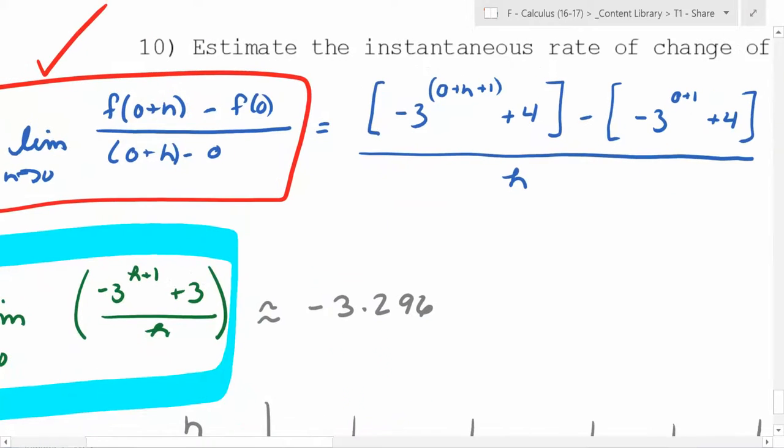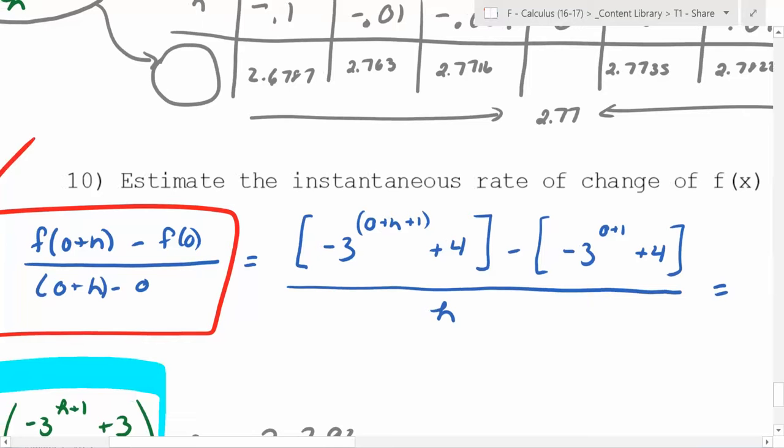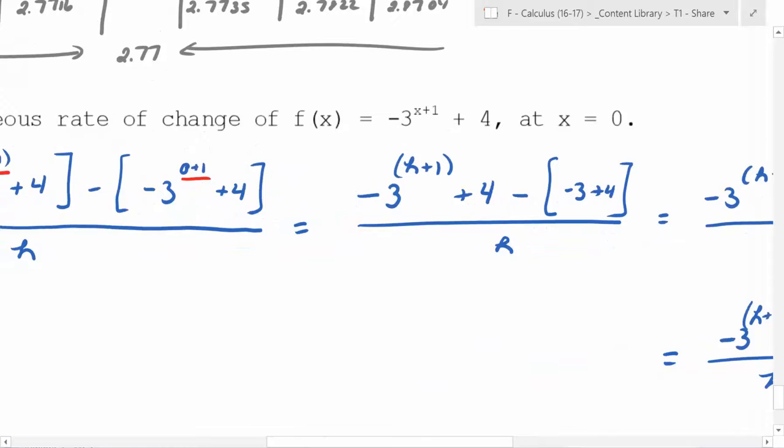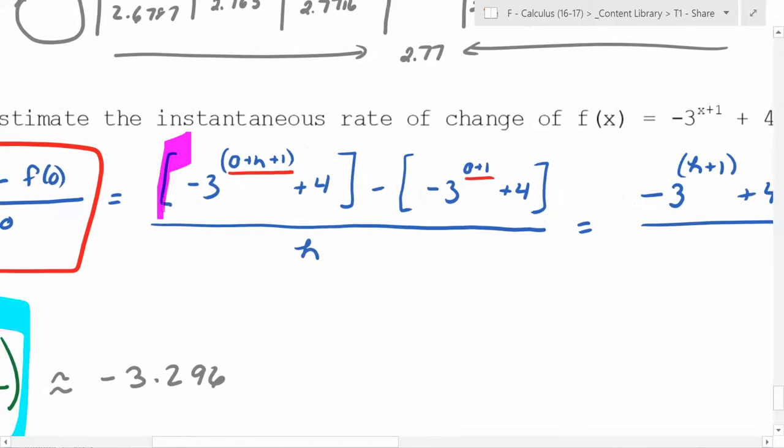So you plug in the numbers and you get these two things right here. This is when you plug in 0 plus h right there, and you plug in 0 plus h right there, and you end up with, you've got to be real careful about the negative signs. You see those brackets that are there? Are these brackets really important?